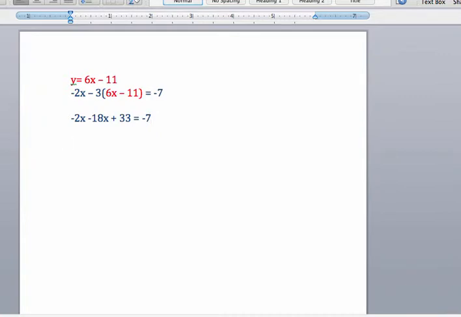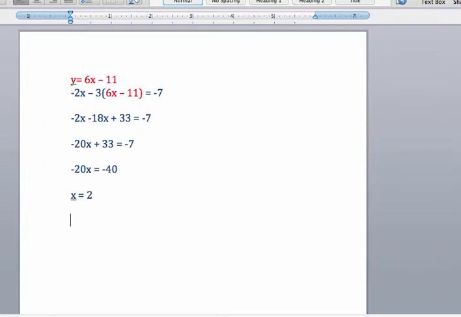So the next step is combine the negative 2x and the negative 18x. We get negative 20x plus 33 equals negative 7. Now we're going to get all the constants to the right, so we'll subtract 33 from each side. We get negative 20x equals negative 40. And from here, clearly x is 2.